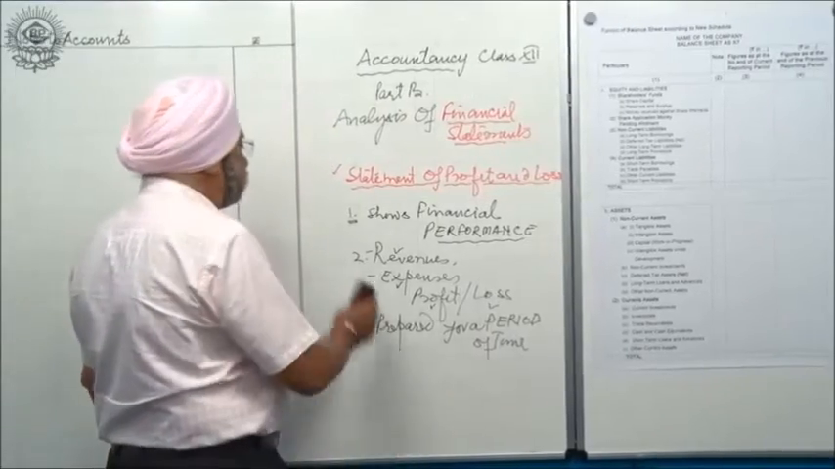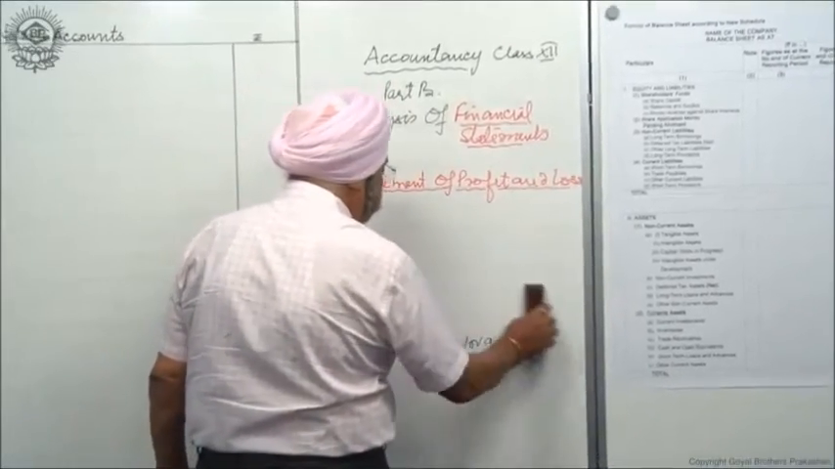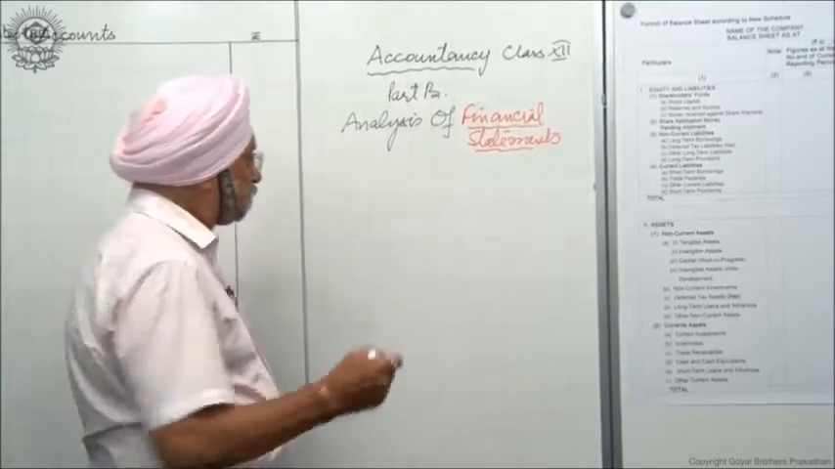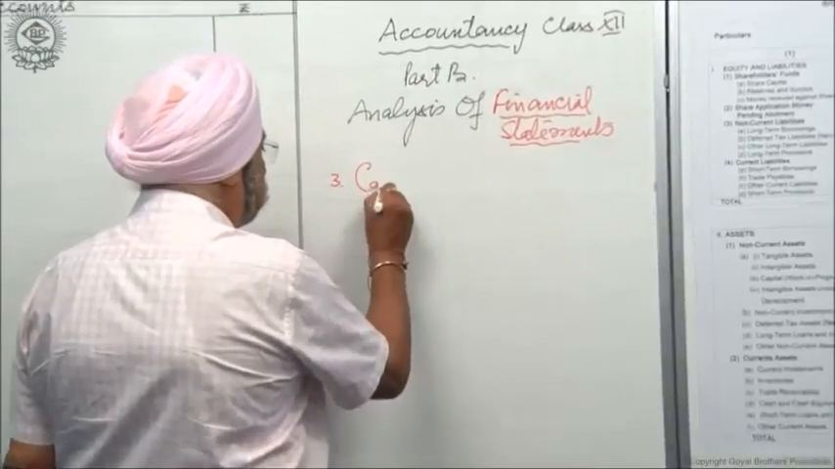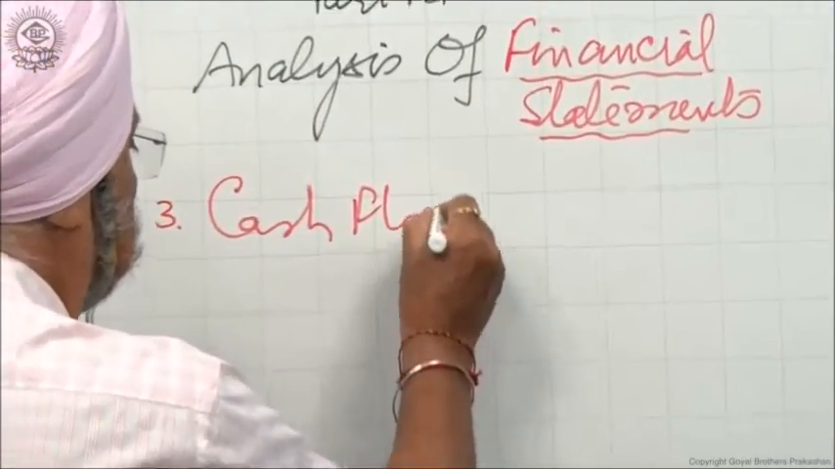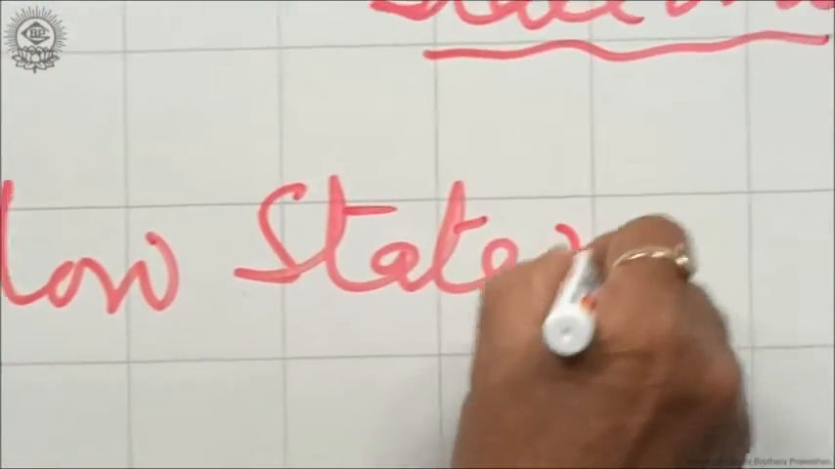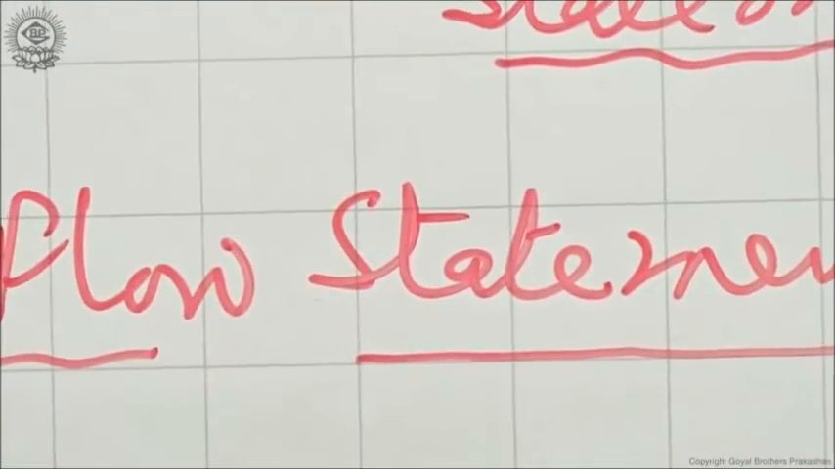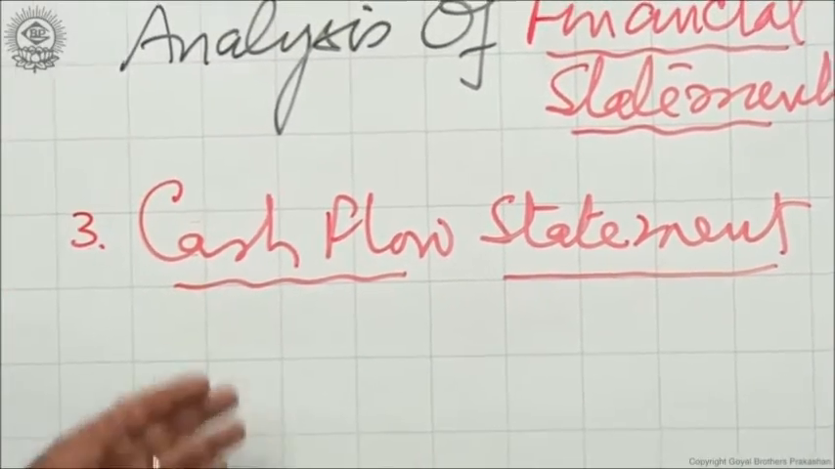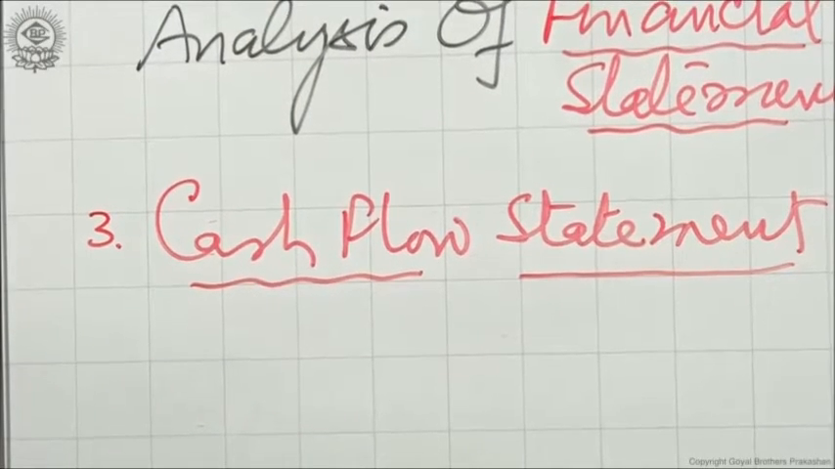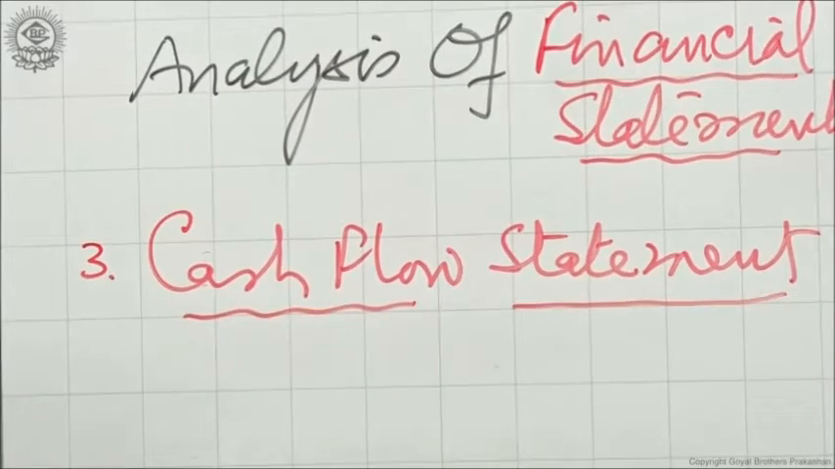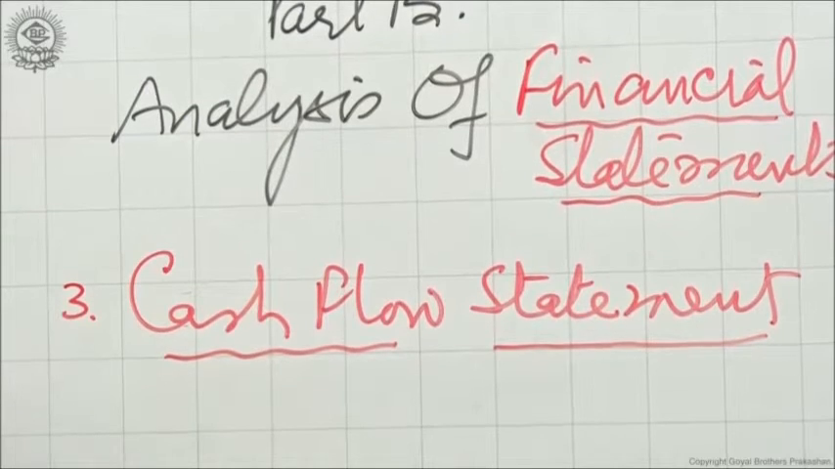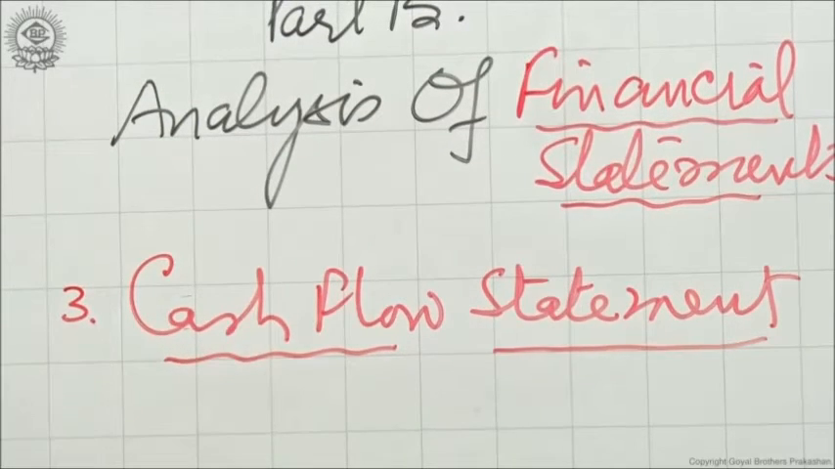So next is third financial statement, cash flow statement. This is the statement of movement of cash, flow of cash, inflow of cash and outflow of cash, receipts of cash, payments of cash are shown in this statement.